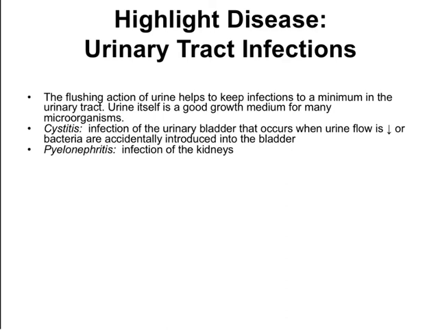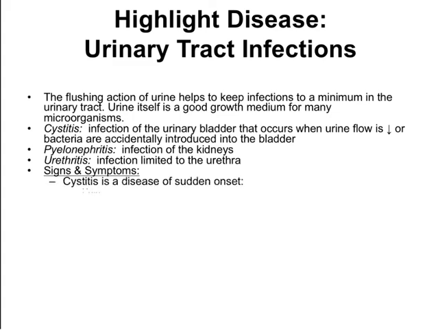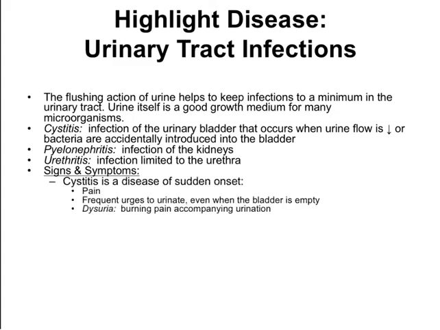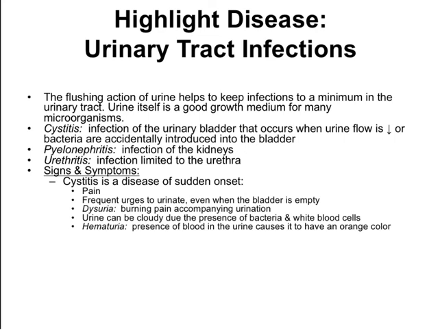Cystitis is just an infection of the bladder that occurs in the face of reduced urine production. Pyelonephritis is an infection of the kidneys, and urethritis is an inflammation of the urethra. Cystitis is a disease of sudden onset. We usually see pain and urinary urgency and dysuria, which is a burning that comes with urination. It can be cloudy because the bacteria and the white blood cells are in there. That condition is known as pyuria, right? Pus in the urine. We can also see blood in the urine. That's hematuria.